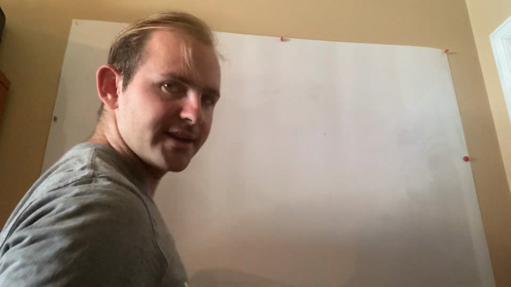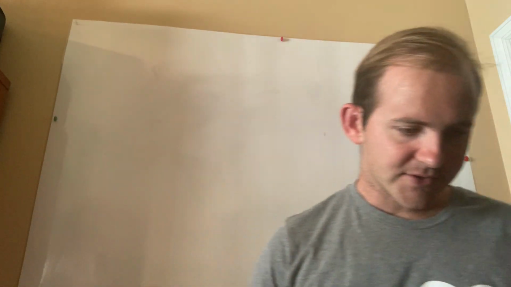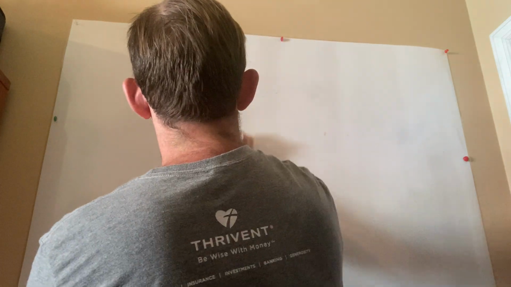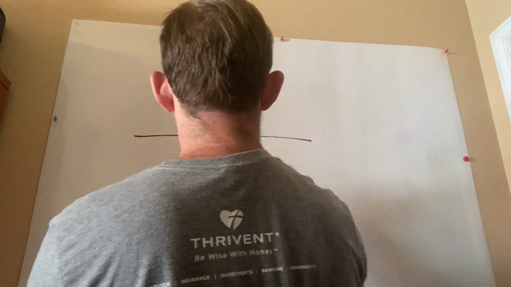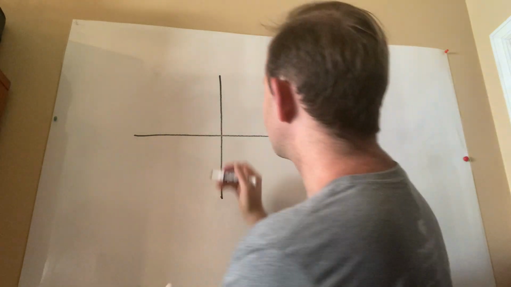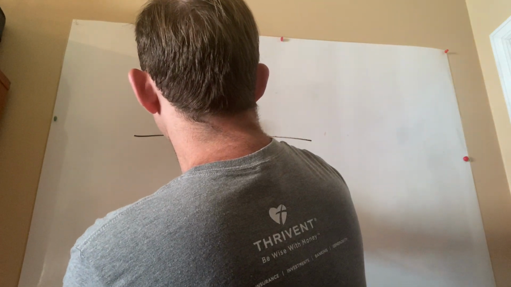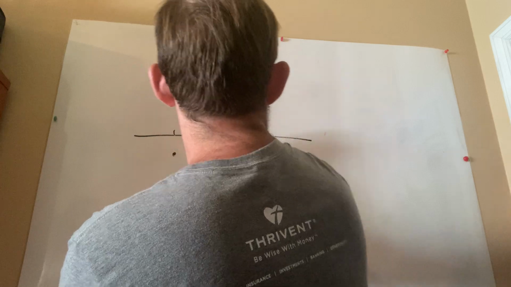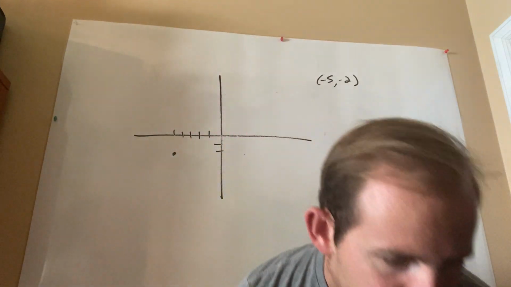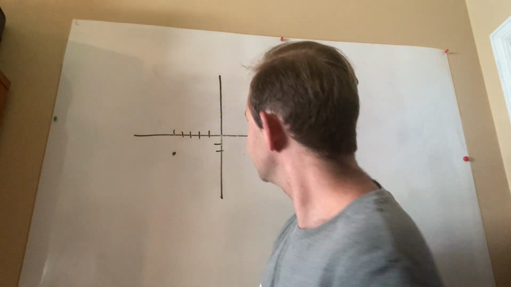So let's take a look now, guys, at a reflection over the y-axis. We're going to take a look at example 3, the trapezoid. Okay, so they give us some coordinates, right? They give me negative 5, negative 2. So I'm just going to write that down over here. Then they give me negative 2, negative 2.